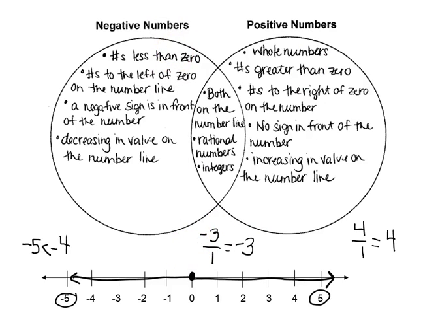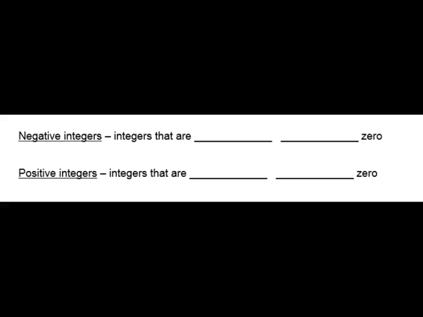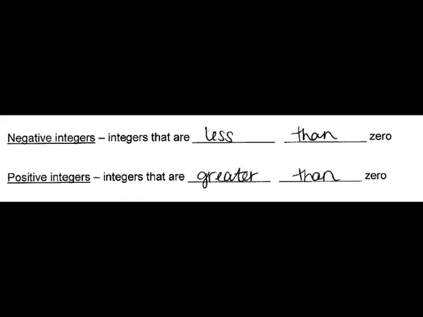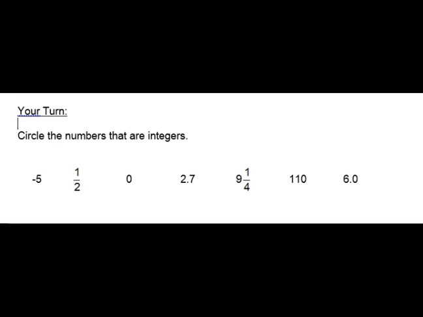And then finally, the last thing that they have in common is that both negative numbers and positive numbers are integers. Go ahead and pause the video now and see if you can fill in these blanks. So you should have filled in that negative integers are integers less than 0 and positive integers are integers greater than 0. Did you get that? Nice work.